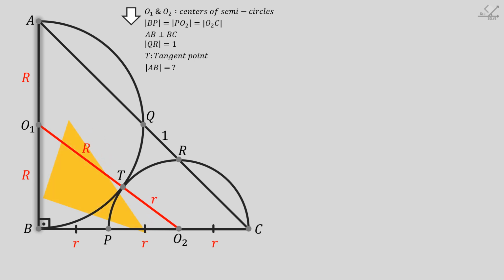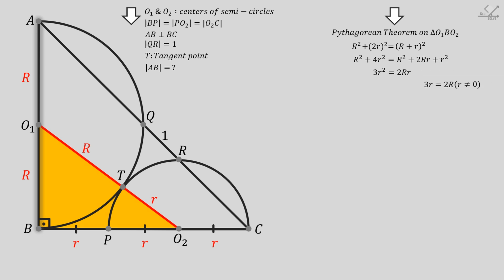Now focus on this yellow right-angled triangle. We can apply Pythagorean Theorem to have a relationship between small r and big R. So big R squared plus 2 small r squared will be equal to the square of big R plus small r. If we take the squares and rearrange the terms, we will end up with this relationship: 3 small r equals 2 big R.